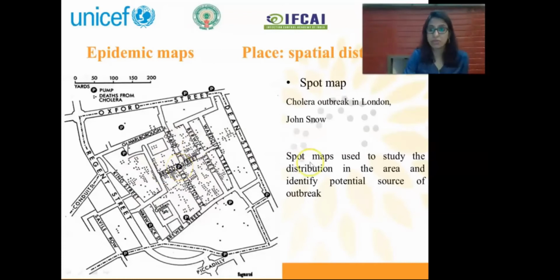So the place distribution can help you identify where the source is. So if you make such kind of maps for your wards or your ICUs and have a spatial understanding of how the cases have spread, then also you can identify what could be the point source for infection.